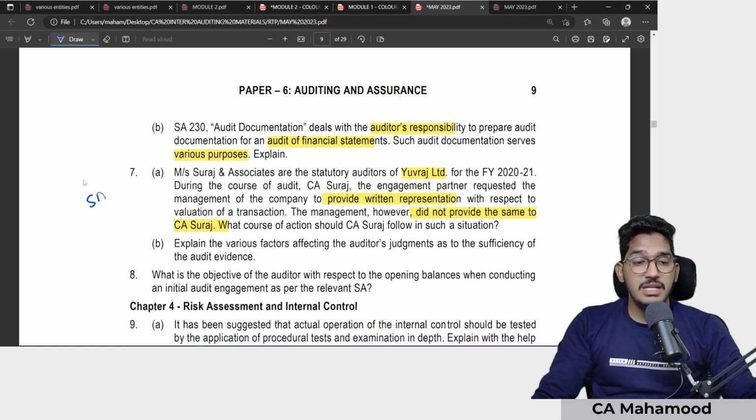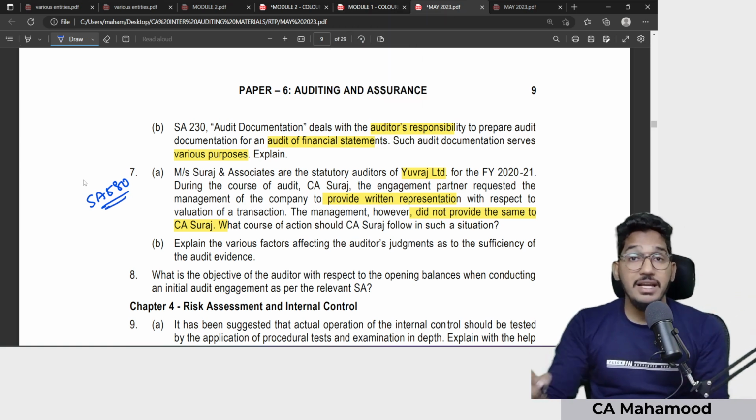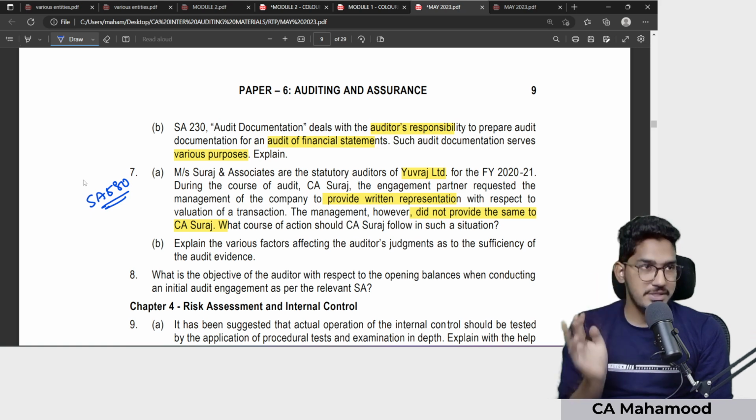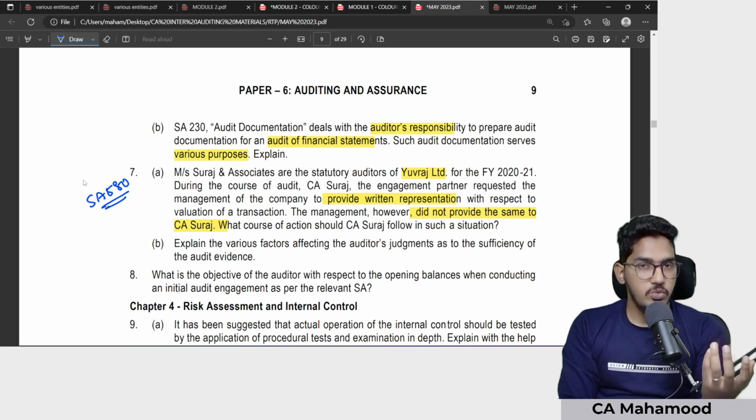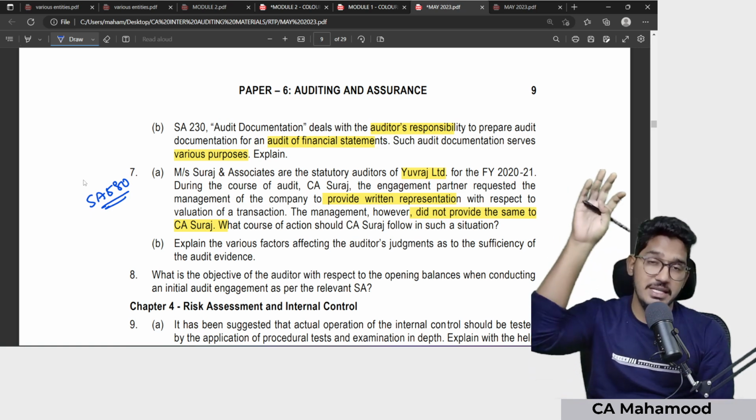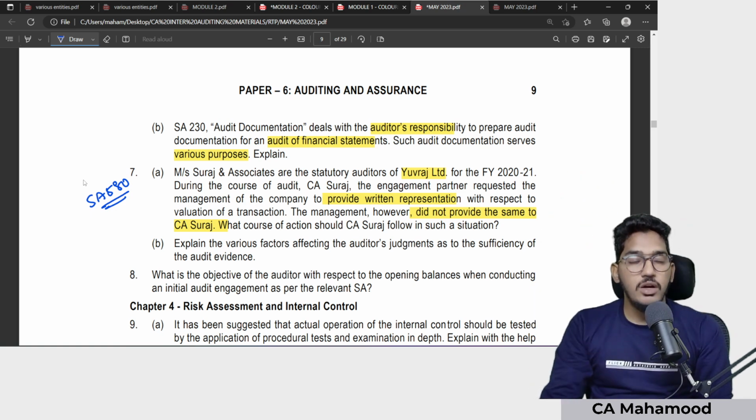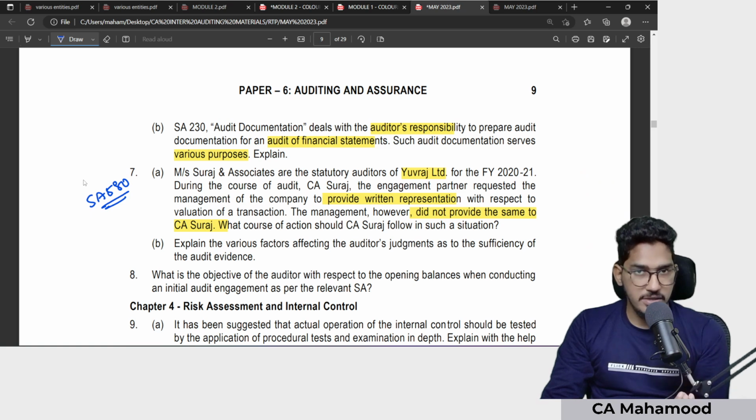This question is from SA 580, written representation. In that also we will have one paragraph there, management's refusal to provide written representation. That paragraph you are supposed to write. So what that paragraph says in brief, first you have to go and ask the management reasons, reevaluate the integrity of the management, and even try to consider modifying the opinion. So like this, you need to write that paragraph from that SA 580, what the auditor should do in case management refuses to provide written representation.